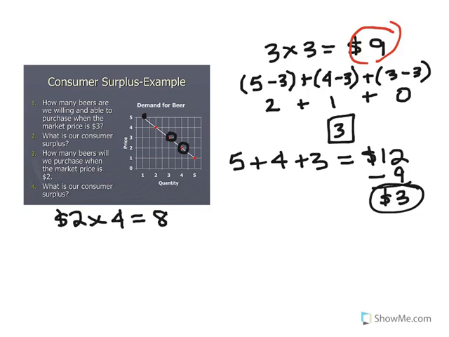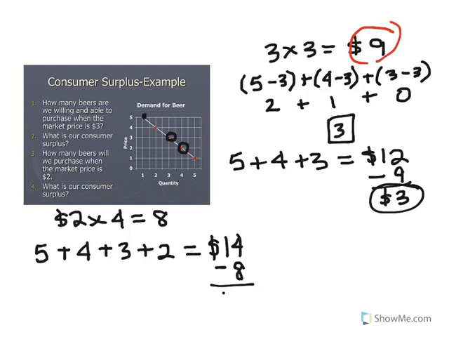So again, for the first beer, based on your demand curve, you would have paid $5. The second beer, you would have paid $4. The third beer, you would have paid $3. And then for that fourth beer, you would have paid $2. So again, you're just finding the point that corresponds along your demand curve. So 5 plus 4 plus 3 plus 2, you see that you would have been willing to pay $14 for those 4 beers. However, you only had to pay 8, so 14 minus 8, you have a consumer surplus of $6.